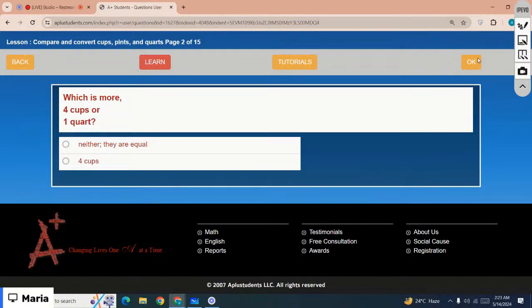Which is more, 1 cup or 4 quarts? They both are exactly equal, right? Because 1 quart equals 4 cups. So neither, they are equal. The correct option is they are equal.